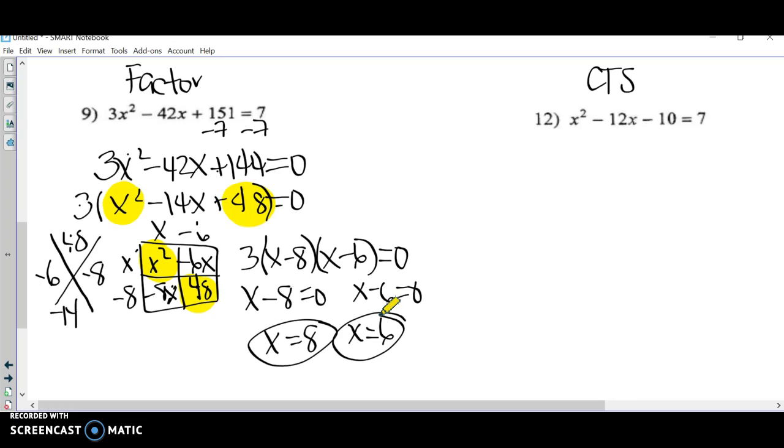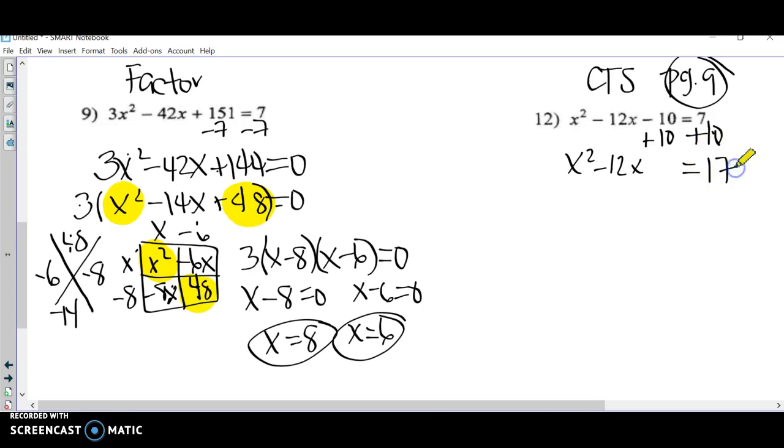Now, number 12 is going to be a completing the square problem. And remember, you're going to find that on page 9 in your packet. You've got to find those steps. If you look at page 9, your first step is to move your constant. And the constant that I want to move is 10, because I'm going to come up with a new number that's going to give me some perfect square trinomial, okay? So what I'm going to be left with is x squared minus 12x, and I'm going to leave a space where that 10 was because I'm going to put something else there. And that's going to equal 17, okay?